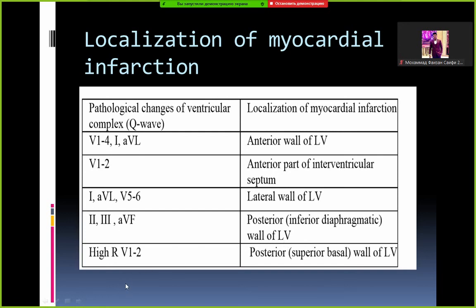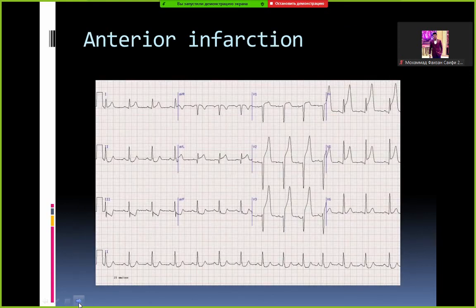If we see pathological changes in the second, third standard lead and AVF, this is posterior wall of left ventricle. And if we have additional leads, high R in V1, V2, this is posterior wall of left ventricle.